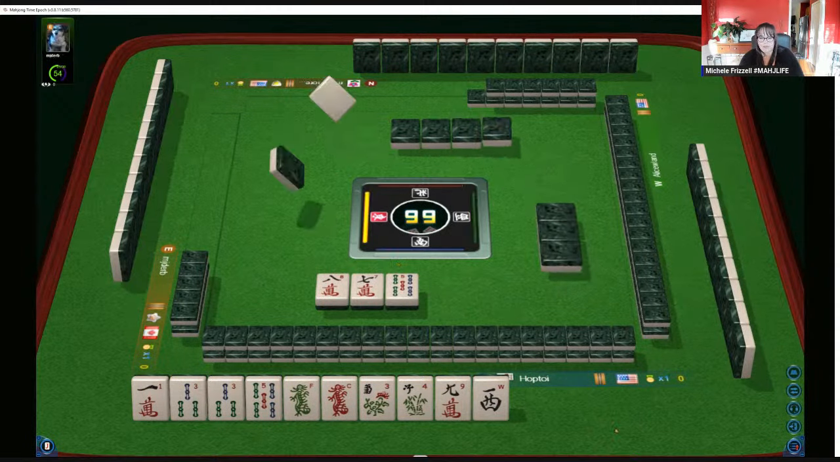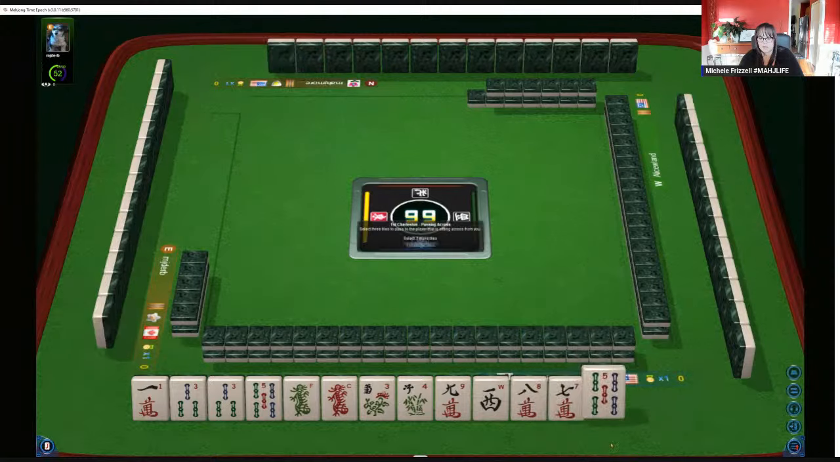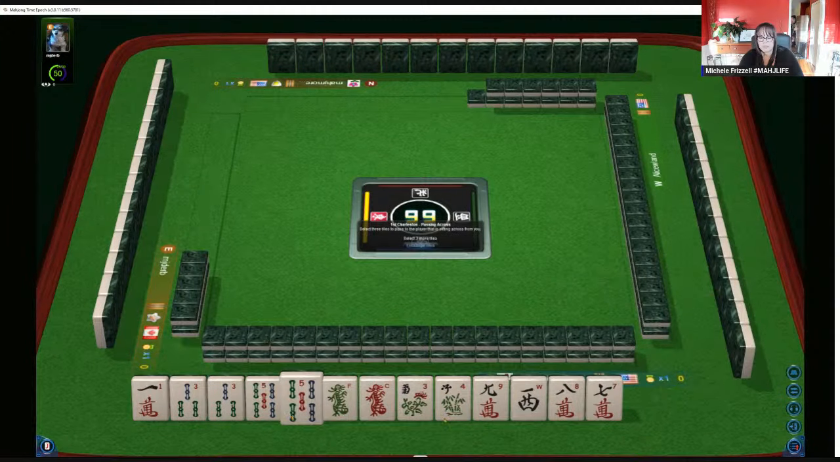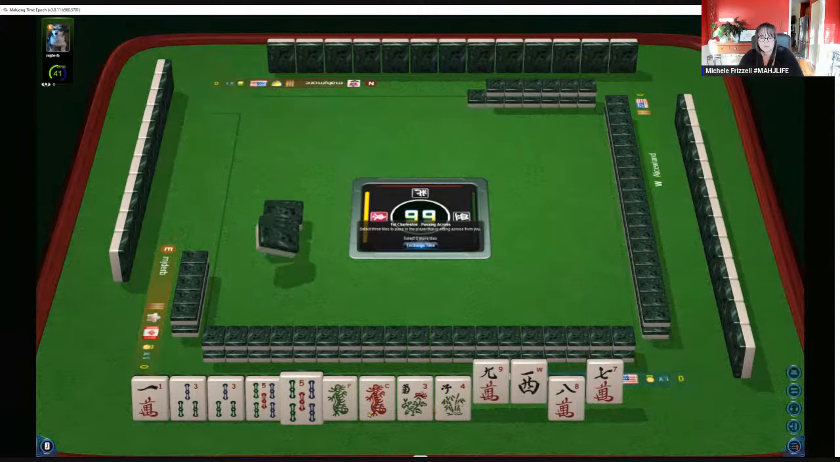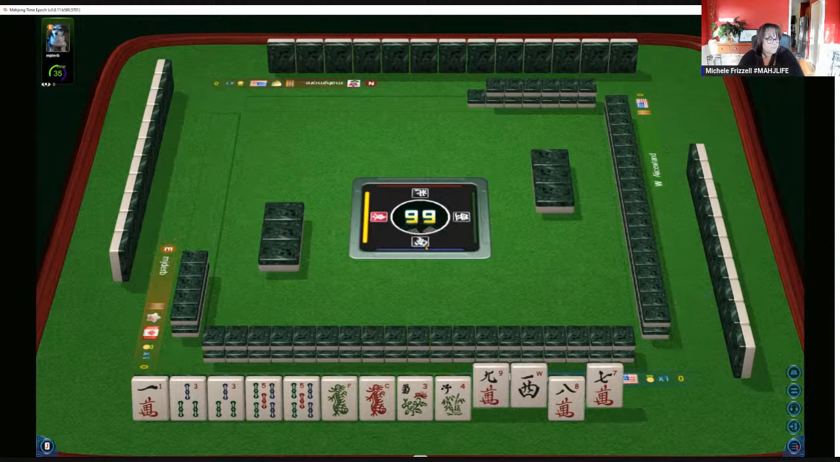Okay, so we picked up a five bam, another pair. So we have two pair now in our hand. We have west. Let's pass the seven and the nine. It's a little bit risky there. But I think also passing, let's see here. The red dragon would be just as risky.